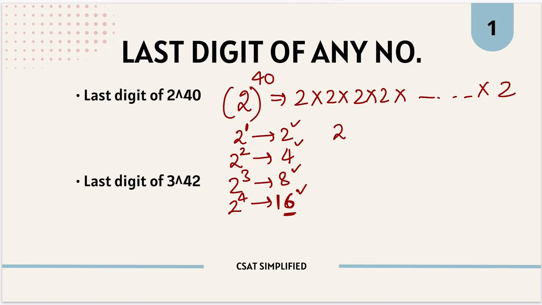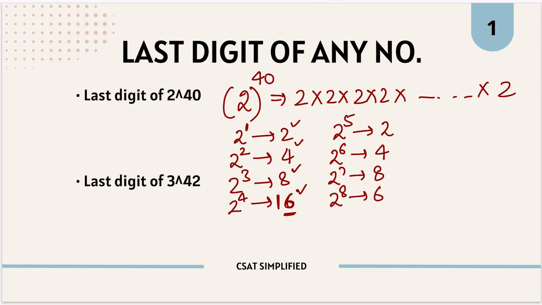What is 2 raised to power 5? 2 raised to power 5 is actually 32. So you will get 2 in the end. 2 raised to power 6 is 64. So you will get 4 in the end. 2 raised to power 7, you get 8 in the end. 2 raised to power 8, you will get 6 in the end. So this pattern is repeating.